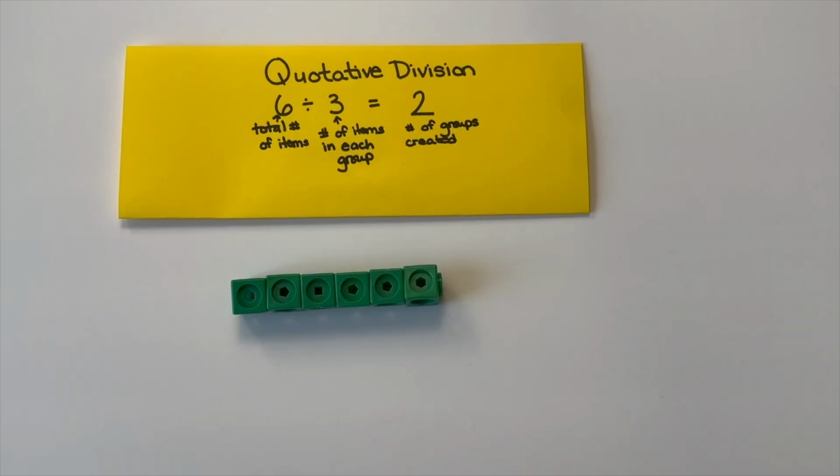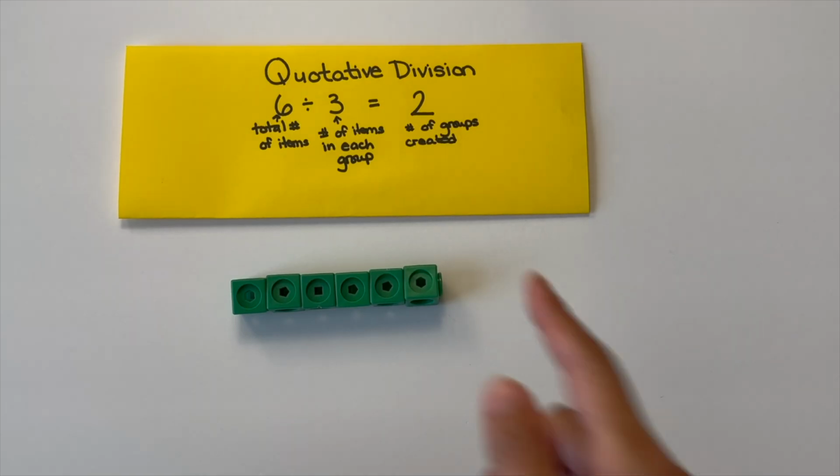The second type of division is quotative division. This is when you know the total number of items, but you also know the number of items in one equal-sized group. That way you can figure out how many groups can be created from the total number of items. So let's take a look at a hands-on model. In the same example, 6 divided by 3, now let's take a look at quotative division.